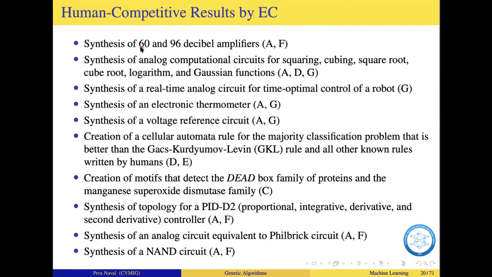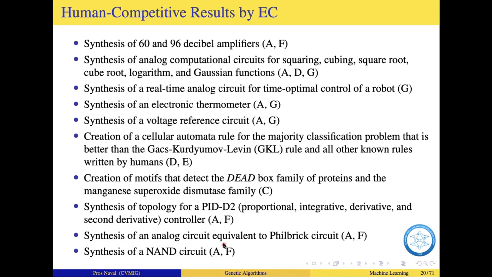Okay, synthesis of amplifiers, circuits for doing some nonlinear computations, even for the real-time analog circuit for a time optimal control of a robot, electronic thermometer, voltage reference circuit, and so on.